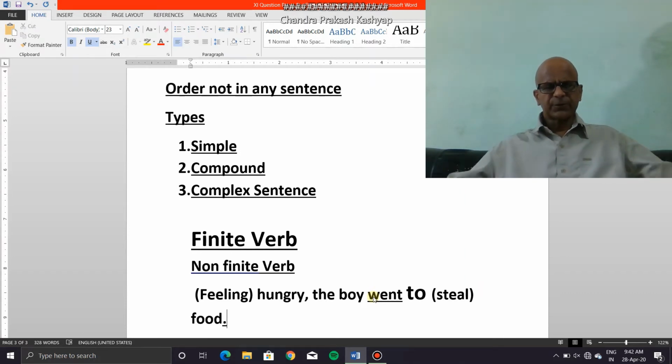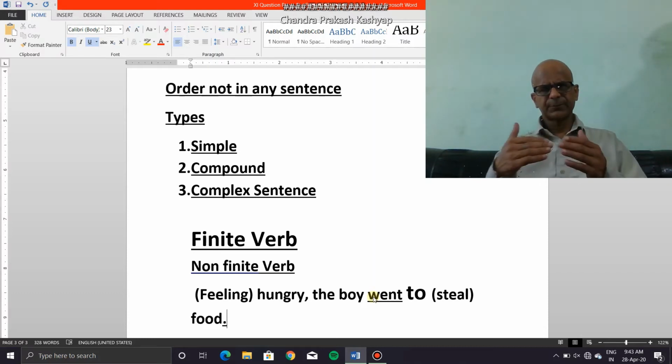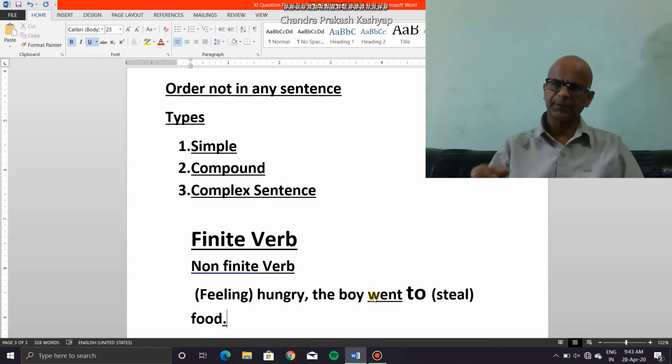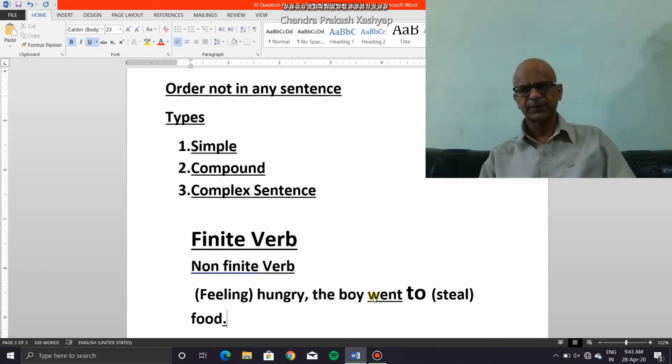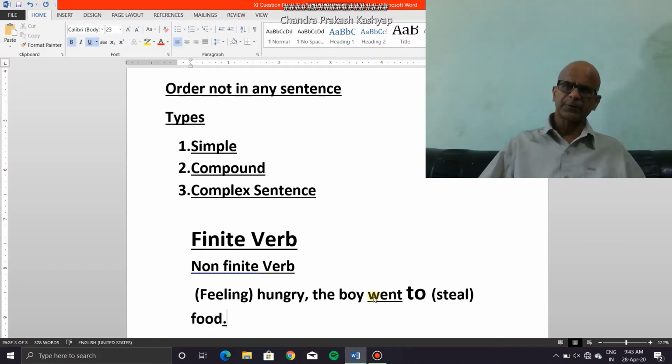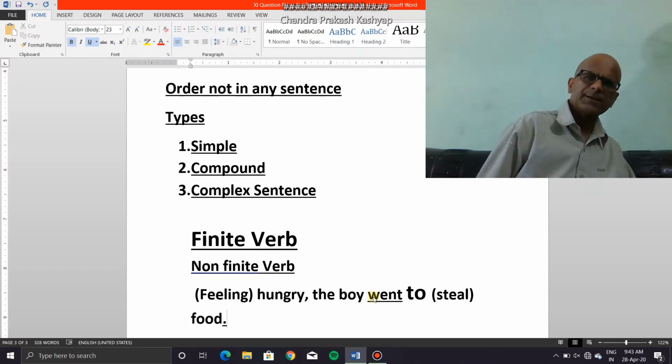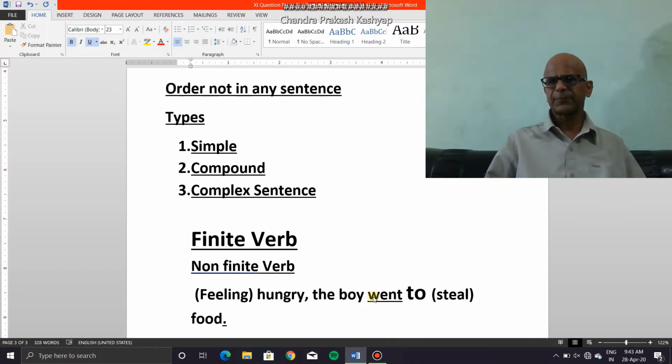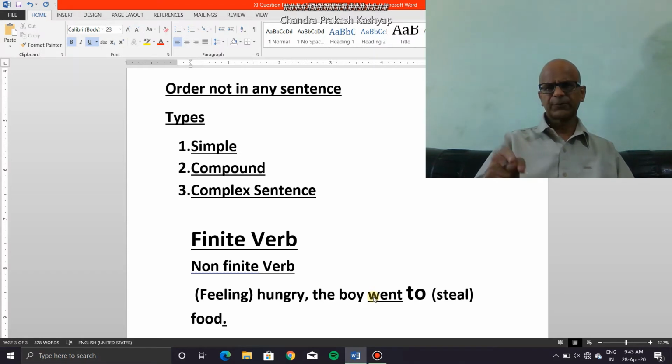We are making an effort to understand the different types of sentences: simple, compound and complex. And I've told you that a phrase does not contain a finite verb. It may carry a non-finite verb, but a clause has to have a finite verb. It may not carry a non-finite verb, but a finite verb is absolutely imperative for a clause. If it is a clause, it has to have a finite verb. So here, the boy went to steal food is a clause, this group of words. Feeling hungry is a phrase. Fine.